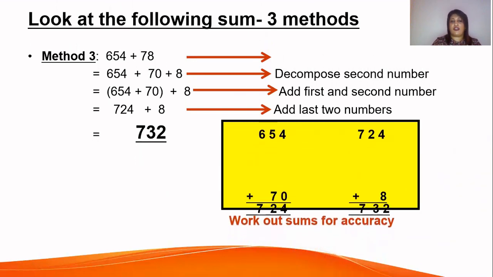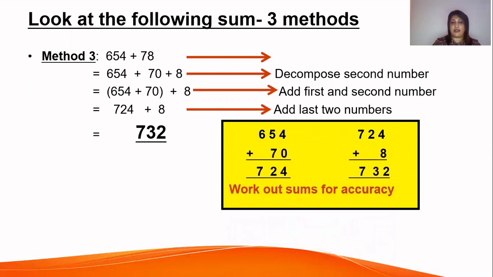In the block on your right-hand side, you can see I broke down the sum here to show you how to work it out on a page so you don't get the incorrect answer. So I got 654 plus 70. There's my first step here, and I added, I got 724, which makes it easier for me, and I know I don't have the incorrect answer. Then I've got 724 plus 8, and I've got my answer of 732. Now this will help you to get the correct answer so you don't lose any marks.